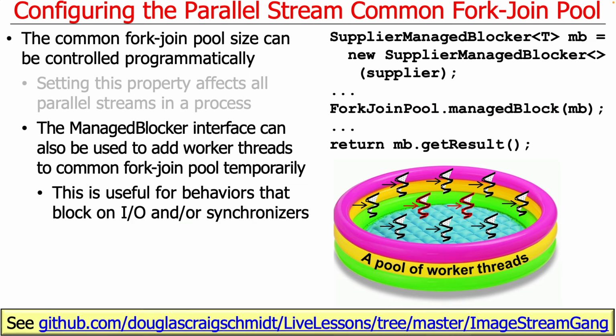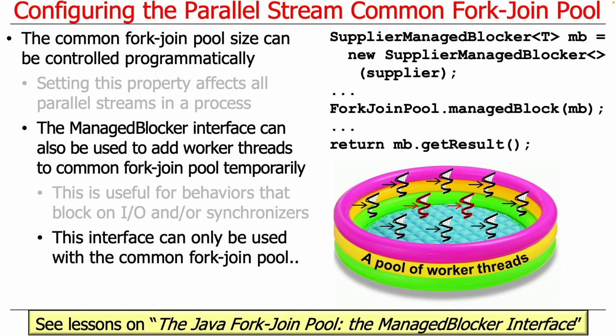This particular mechanism, the managed blocker mechanism, is very useful for tasks or behaviors that block on I/O or other synchronizers. What's interesting about this is that the ability to grow and shrink the number of threads in the common fork join pool is only useful with the common fork join pool. You can't use this with other fork join pools, because you can make your own fork join pool object and tell it how many threads you want it to have, and it'll do work stealing for you and so on, but it doesn't do the automatic growing and shrinking of the number of threads. Only the common fork join pool has that particular feature.